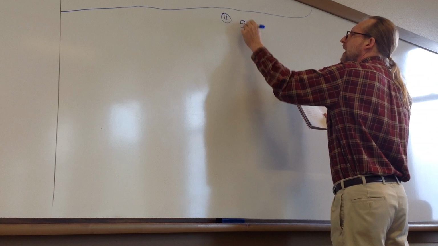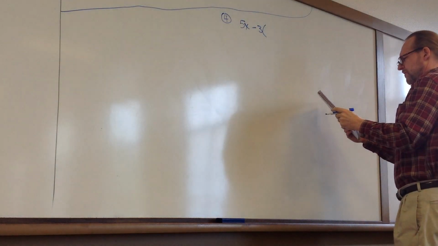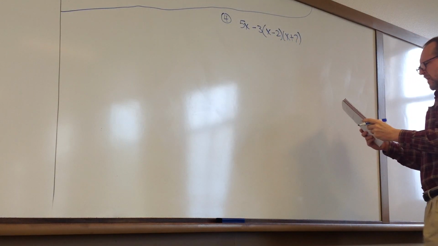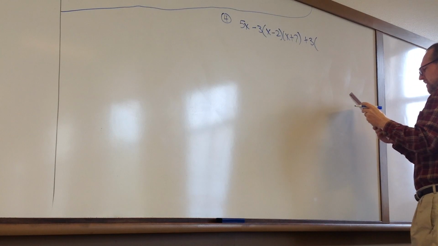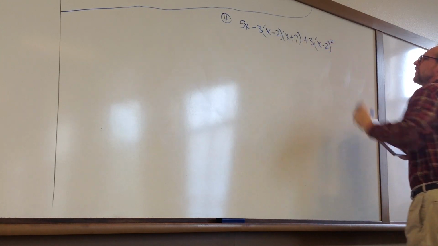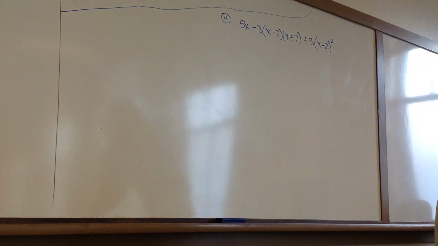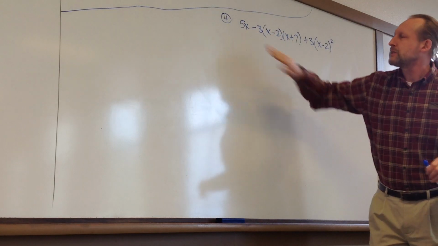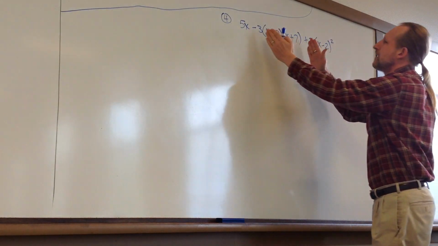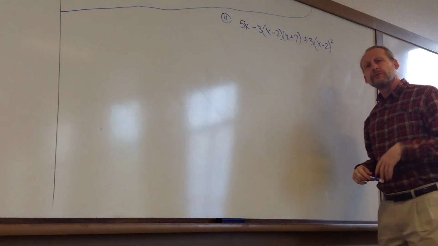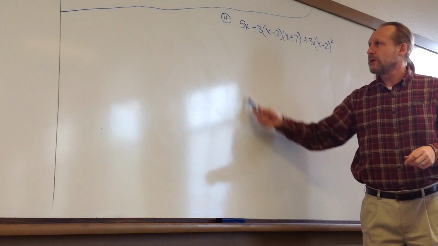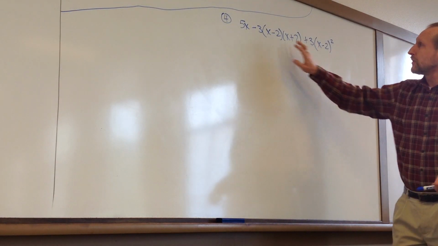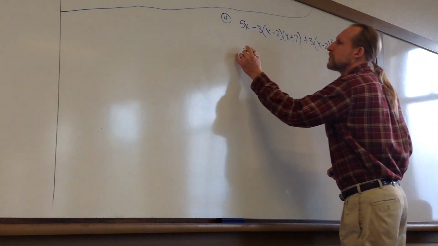Here we have 5x minus 3 times x minus 2 times x plus 7, and then plus 3 times x minus 2 all squared. Okay, so one thing to understand right away is we've got 3 separate pieces in this problem. We've got this piece here, and then the 5x in the front. Now the 5x, there's not a whole lot that we're going to be doing with this until the very end when we combine like terms. Okay? These other 2 pieces need to be simplified. So let's go ahead and do that.